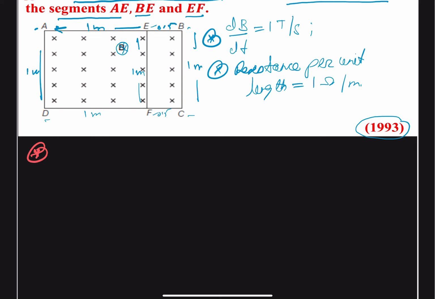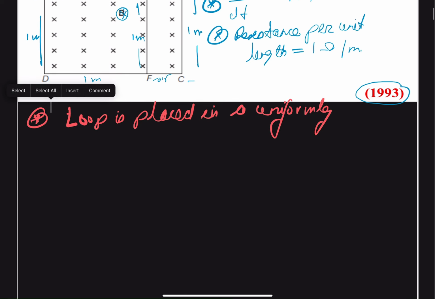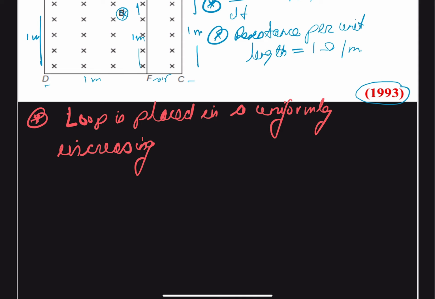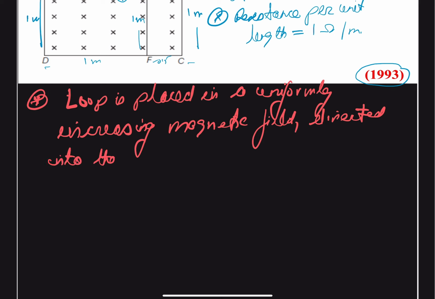We can say that the loop is placed in a uniformly increasing magnetic field, which is directed into the paper.